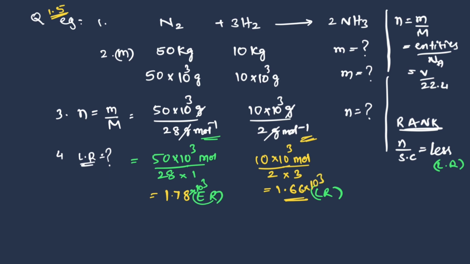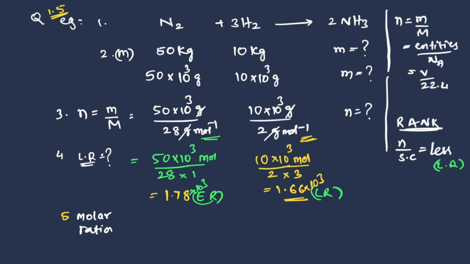So this is limiting reagent. So we found the limiting reagent, which one? That is hydrogen. Then fifth step. What is the fifth one now? Use the molar ratio.